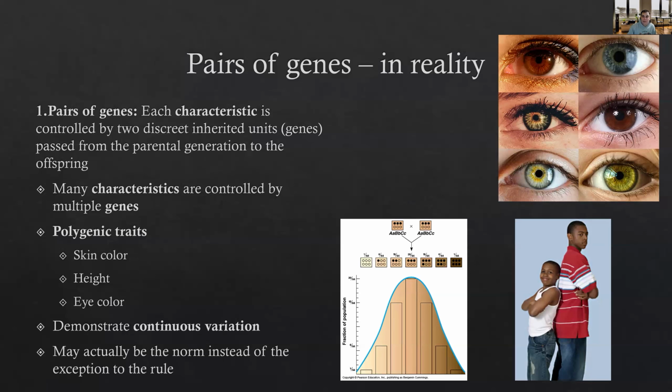When it comes to eye color, yeah, we can lump eye color into some broad categories: brown, blue, green, hazel. But even within those groups, you can see that there is variation. There are lots of different colors of blue eyes. There are lots of different colors of brown eyes. So while the main color is controlled by one gene, the variation inside of that is continuous, which tells us that there are actually multiple genes that go into controlling eye color.